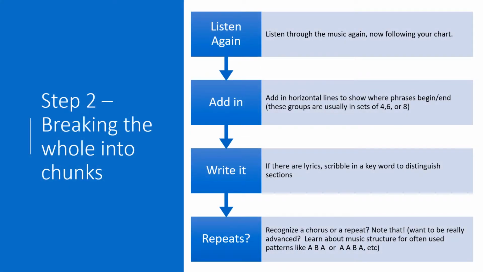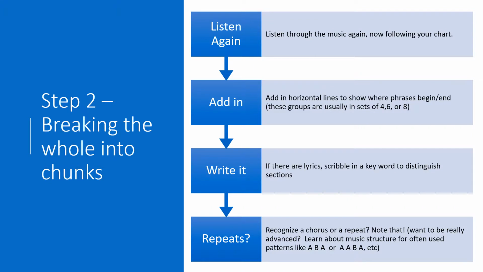So step 2 is breaking the whole into chunks. They would listen again to the music, and you would tell them to start from the beginning and follow the chart. Add in those horizontal lines, which you saw me just doing, and then they can look at it and see that, okay, this has 4 8s or 32 counts total. This is where you start doing that multiplication math.